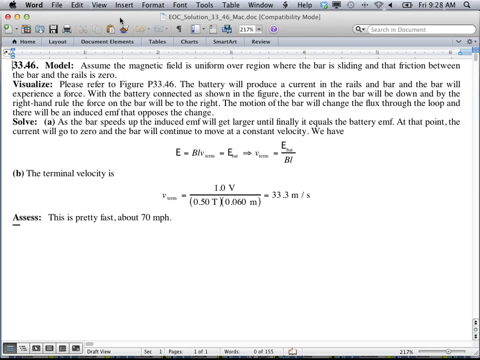And it's increasing in what direction? It's increasing into the page, right? So then what's going to happen? There's an induced EMF that opposes that change. As the bar speeds up, the induced EMF will get larger until it equals the battery's EMF. It gets larger? Yes. Remember what I said, if there's no friction, which there isn't, why doesn't this just accelerate?